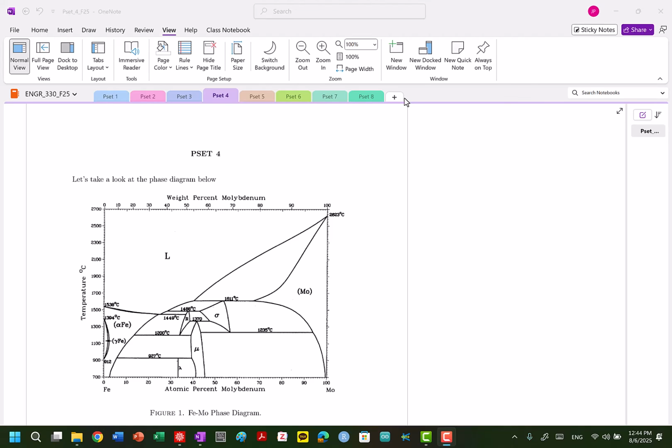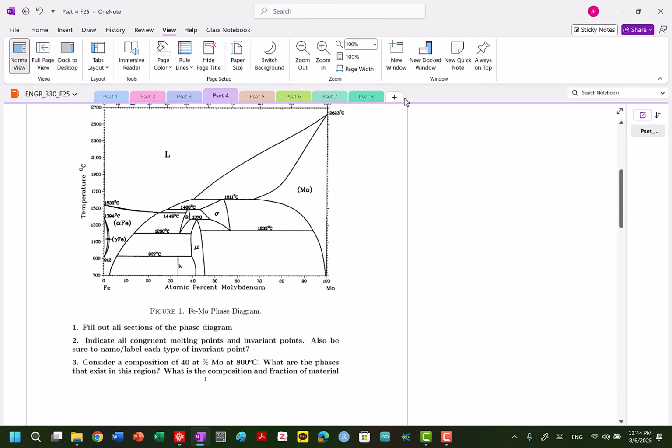All right, everyone, we are back and we are on our Pset 4 solution video. So, fill out the sections of the phase diagram. So let's go ahead. This is a gamma phase, so this is gamma plus alpha here. This will be alpha plus liquid in that little sliver right there.